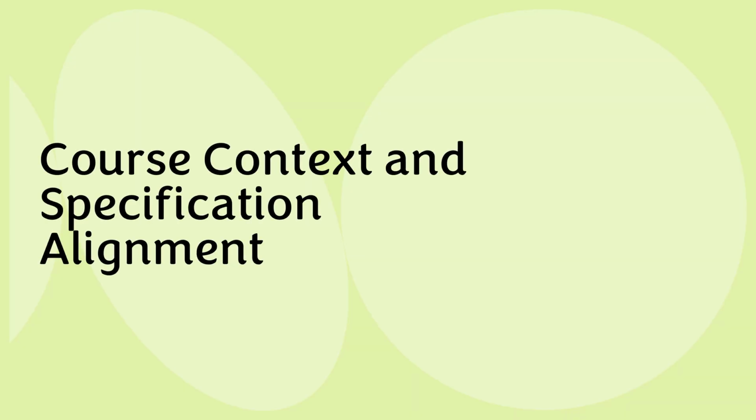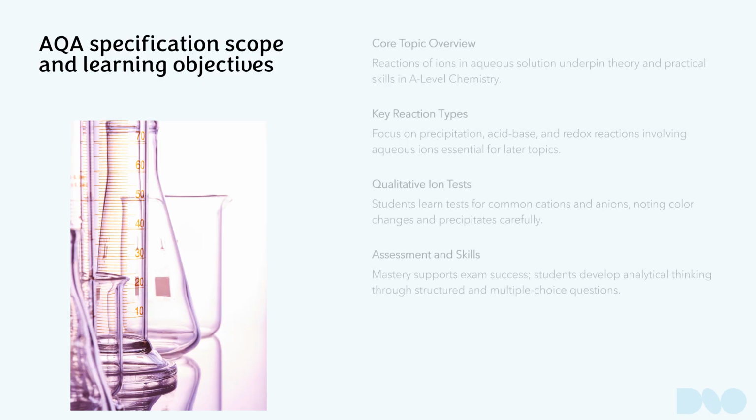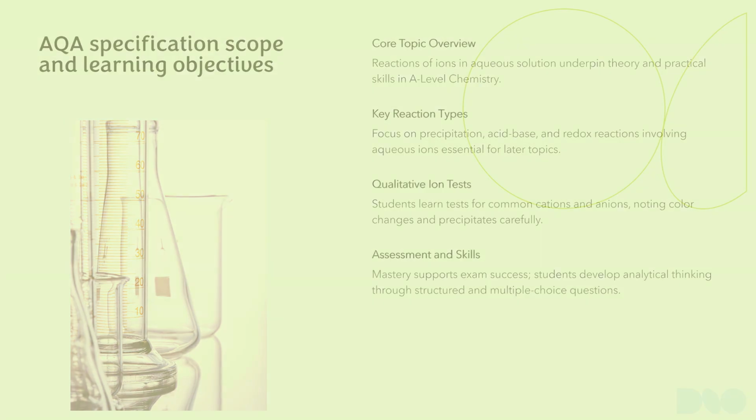A-level specification, scope, and learning objectives. This topic explains how ionic substances behave when dissolved in water and how chemists can use predictable reactions to identify unknown ions. Many ionic compounds dissociate into hydrated ions, surrounded by water molecules through ion-dipole interactions, and these ions are responsible for the chemical reactivity observed in solution.